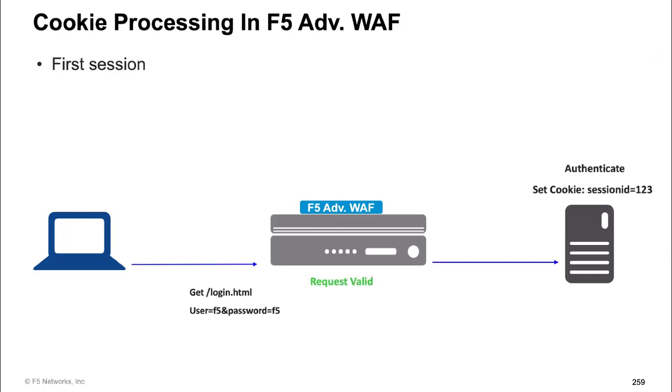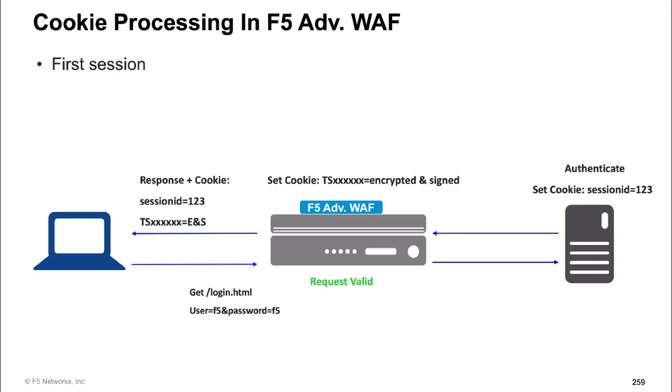Now, if the web application sends a set cookie header in the response, Advanced Web will hash or encrypt that cookie and make it a TS cookie. TS stands for traffic shield. So now the client will get back 2 cookies: the cookie that the server sent and the hash of that cookie. So guys, for every response that contains a set cookie, Advanced Web will encrypt that cookie and make it a TS cookie. There's no way to turn that feature off. That feature is turned on by default.